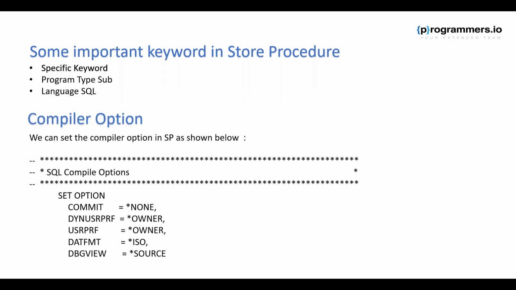Then we can go through the compiler options. Whenever you compile a stored procedure, at that time you can give compiler options, but you can also define them in your code. We have some compiler options like COMMIT, DYNAMIC USER PROFILE, which relate to prepared or non-prepared SQL statements, meaning dynamic SQL or non-dynamic SQL. The date format will be ISO, and you can debug your stored procedure also, so that's why DBGVIEW equals *SOURCE.